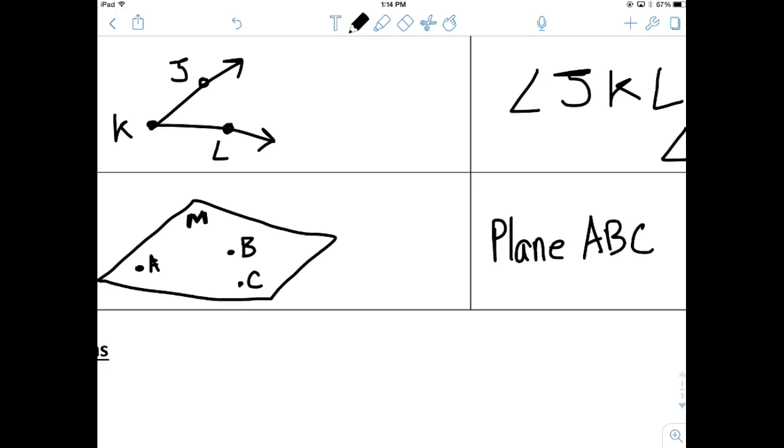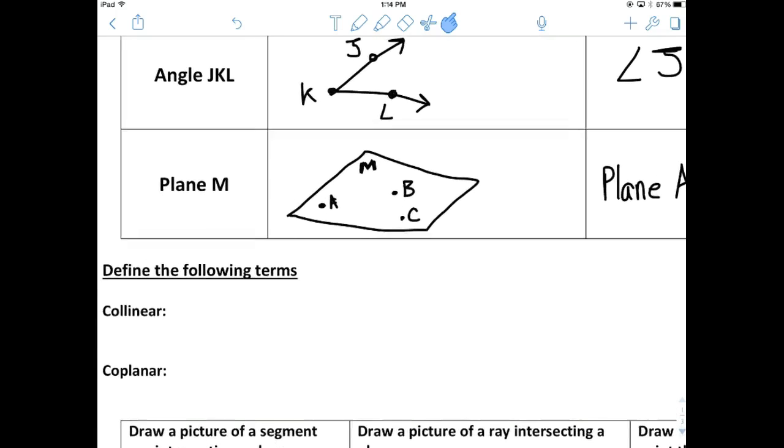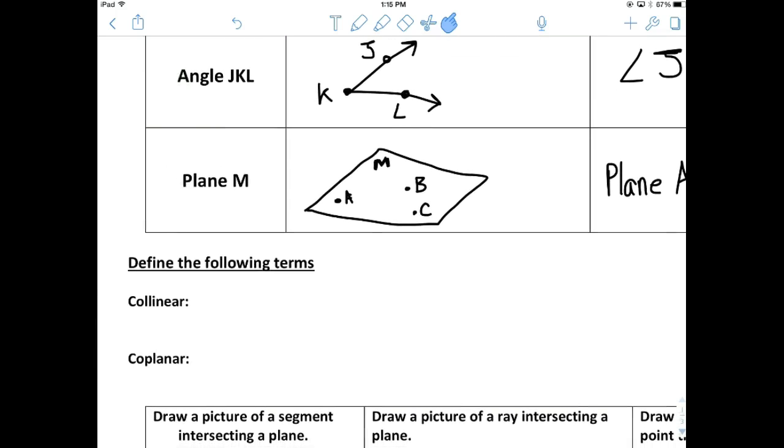Okay, or you could say CAB, or you could flip around. Any 3 points on the plane will suffice. A couple other definitions that you need to know.